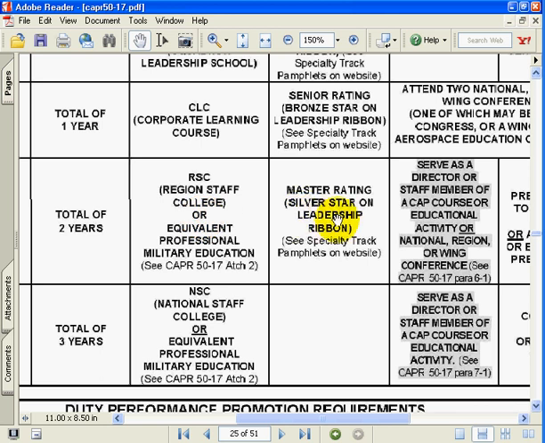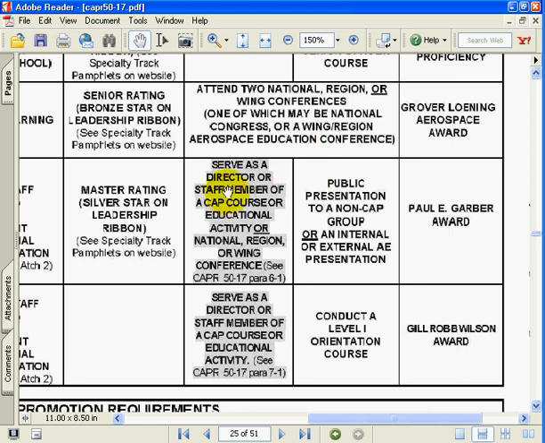Master rating. This is the uppermost level of your specialty track. This means that you pretty much become an expert in this position and go out and just wow them with your knowledge and being able to really serve Civil Air Patrol. Serve as a director or staff member on a CAP course or education activity. It could be an SLS, it could be a CLC, it could be a flight clinic, it could be a variety of things. The requirement is it has to be 12 to 16 hours of instructional time.